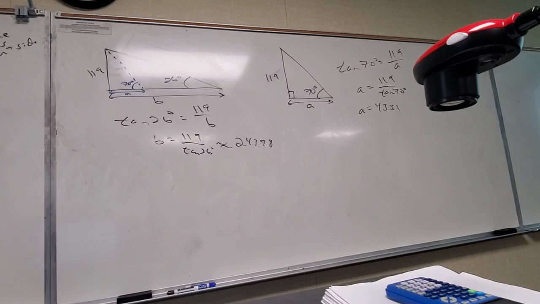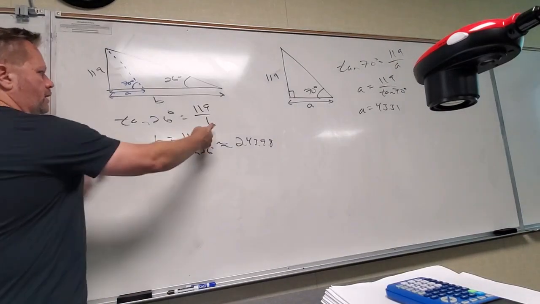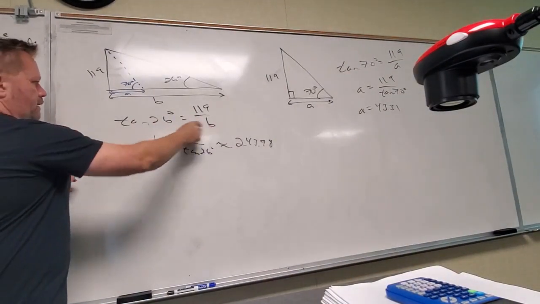Anything else from homework stuff? Okay. How do you rewrite the equation as B equals 119 over tangent? Oh, I can multiply by B and divide by tangent.